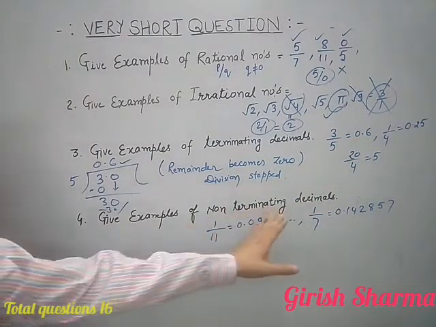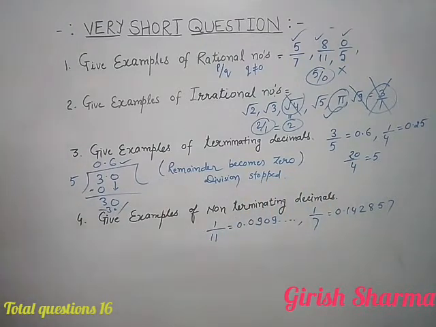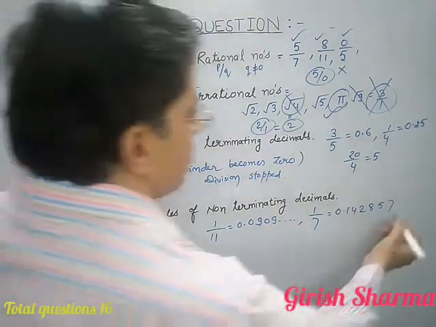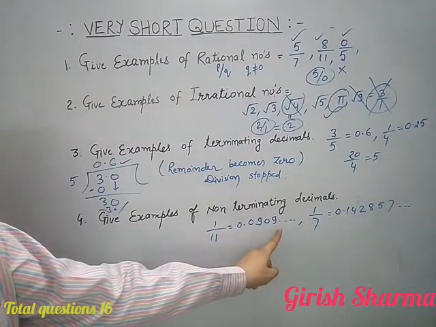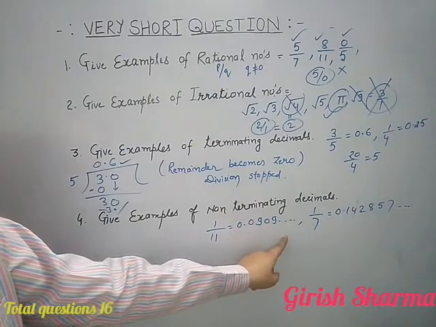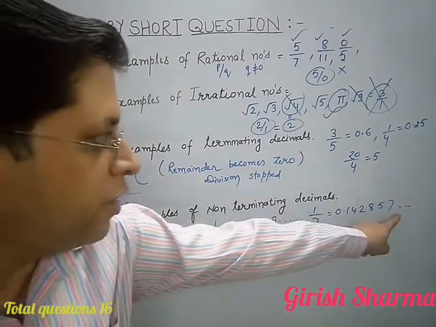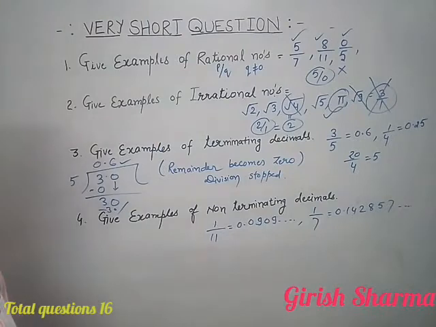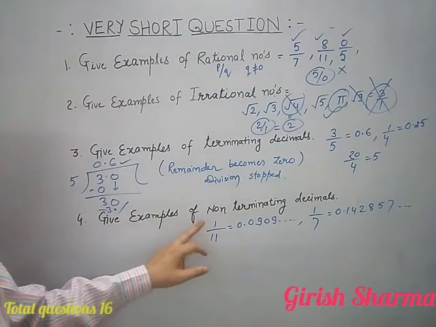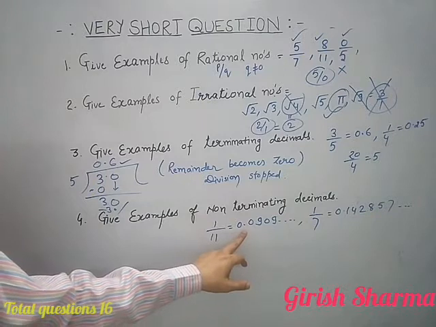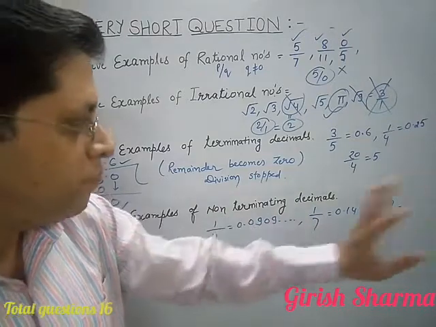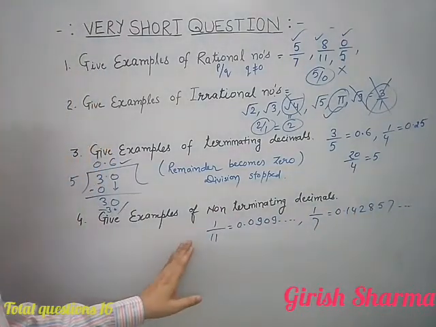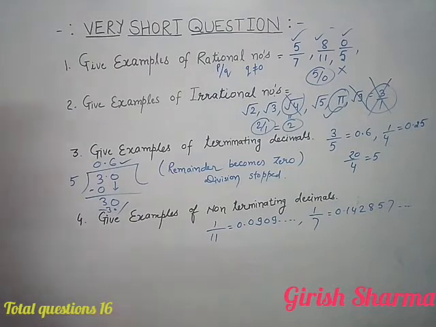Give examples of non-terminating decimal. Non-terminating decimals, two types we have. Non-terminating decimals are always non-stop. Remainder never becomes 0. That is why you have to put dash dash dash at last. If you divide 1 upon 11, this will be 0.0909 dash dash dash. If 1 upon 7 is there, then dash dash dash. These types of decimals are called non-terminating decimals.